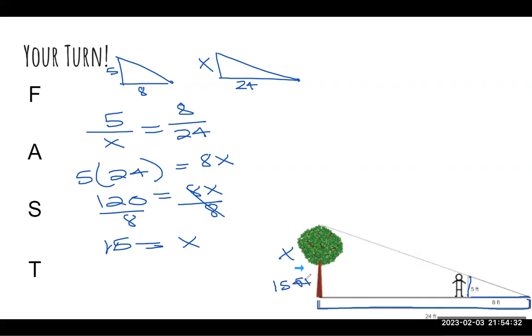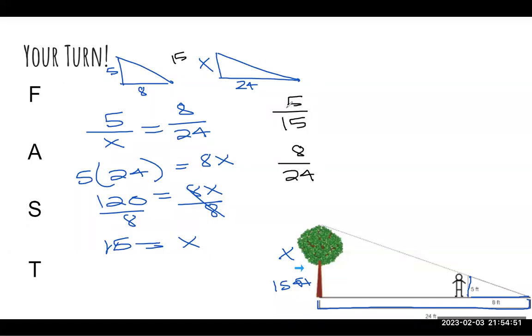Now we need to test our answer. We're going to do the same thing. We're going to test our answer by plugging in our values into the scale factor and seeing if they're the same. So we know this x is now 15. So 5 over 15 should equal 8 over 24.